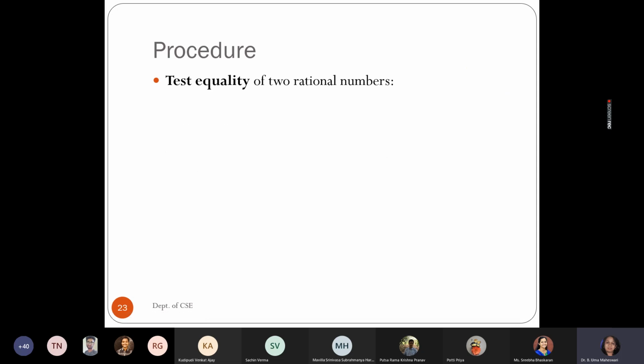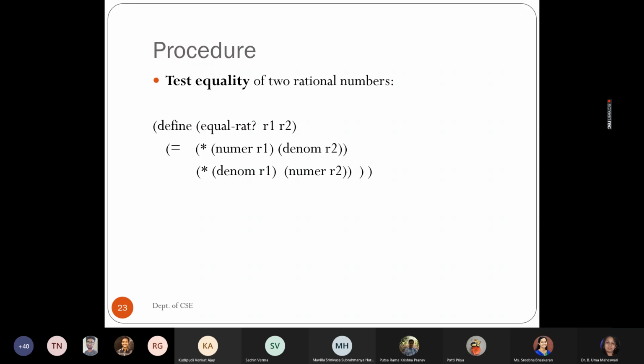Let's go for testing equality. Given two rational numbers, how to check whether these two numbers are equal or not? So we have a condition: the numerator of the first one times the denominator of the second one should be equal to the denominator of R1 times the numerator of R2. So, are both equal or not? If you see the body of this, equal is the relational operator with the first argument and second argument, and it will give you true or false. Yes, that's what we want.